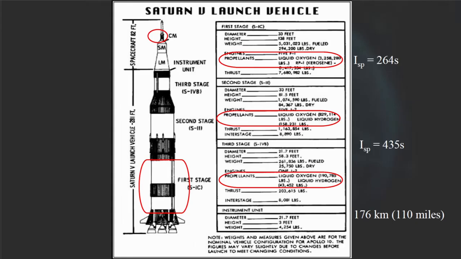The Saturn V carried the Apollo capsule, which included the Command Module, Service Module, and the Lunar Excursion Module. It initially achieved a circular orbit around Earth at an altitude of 176 kilometers, that is 110 miles, before being sent towards the Moon.